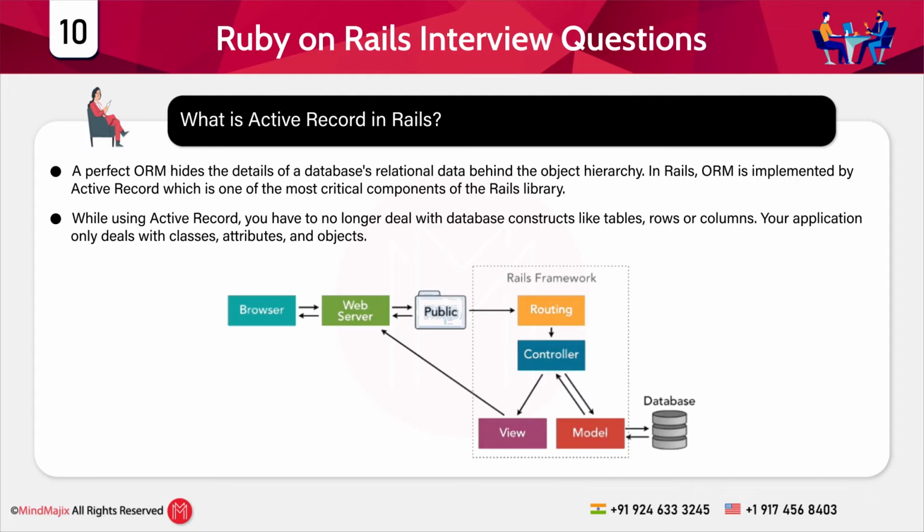So in the application, we deal with how to create the classes, which attributes we have to use, and how to create the objects. But all these things, classes, attributes, and objects, are converted using the ORM into tables, columns, and rows. So this conversion takes place using active record.